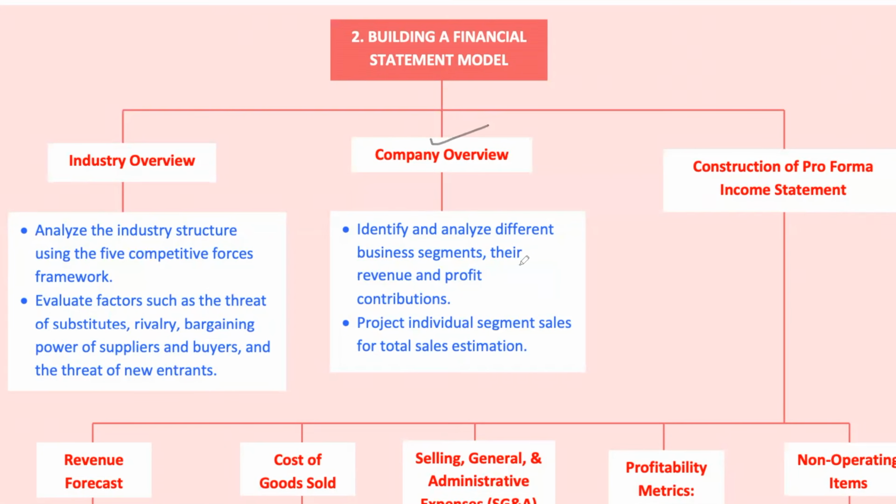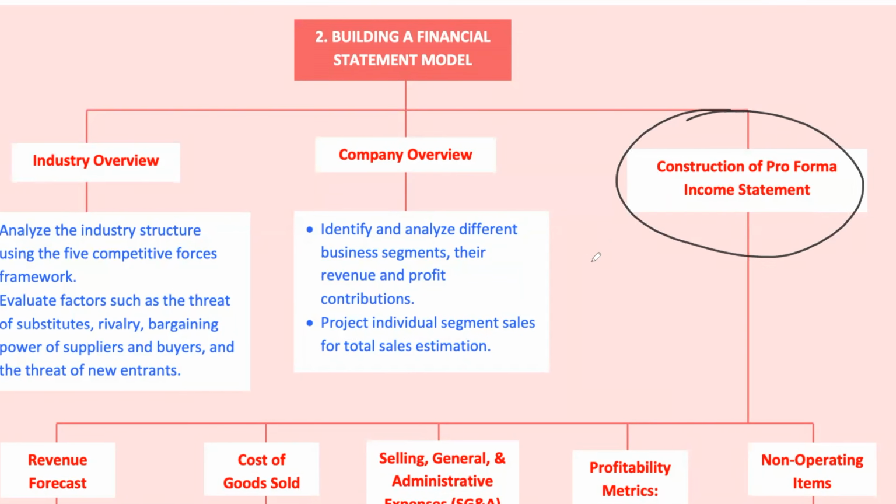Next, we move to the company overview. Here, you break down the different business segments and their contribution to the total revenue and operating profit. If you're dealing with a company with multiple segments, you'll need to project sales for each one and then combine them to estimate total sales. This is a bottom-up approach that lets you be granular in your forecasts.